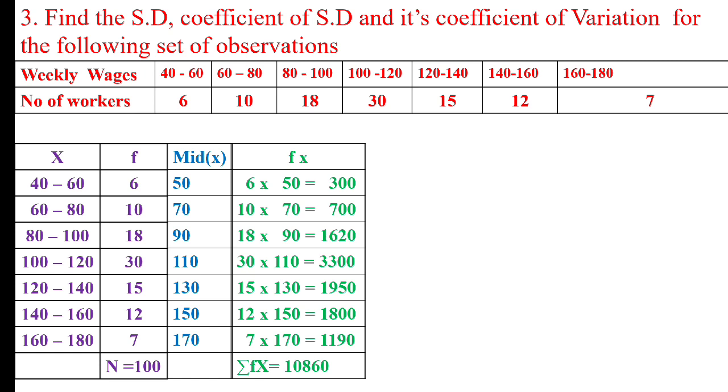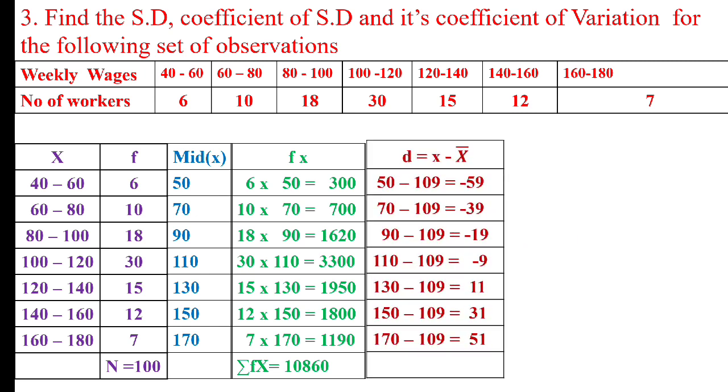This is for the purpose of finding the mean. We already studied how to find the mean. Here there is no place for the remaining calculation, so I did it in the next slide. Now I am explaining that mean equals summation fx divided by N. Summation fx is 10,860 divided by 100, which is 108.6. For convenience, we are using 109 for the deviation. D equals x minus x bar. The mean value is 109. That explanation will be shown in the next slide.